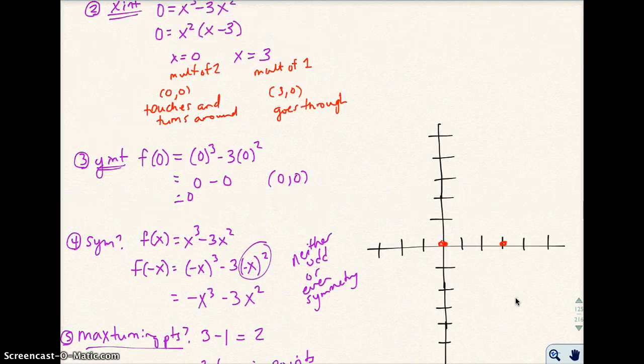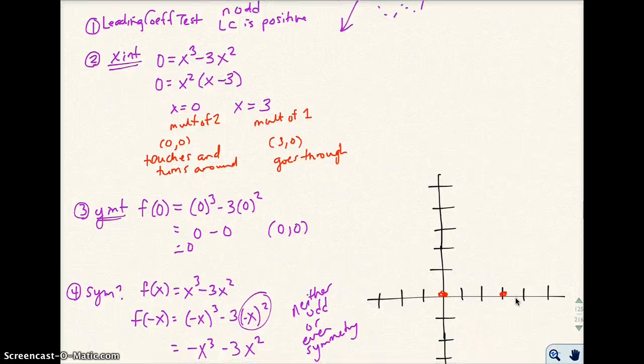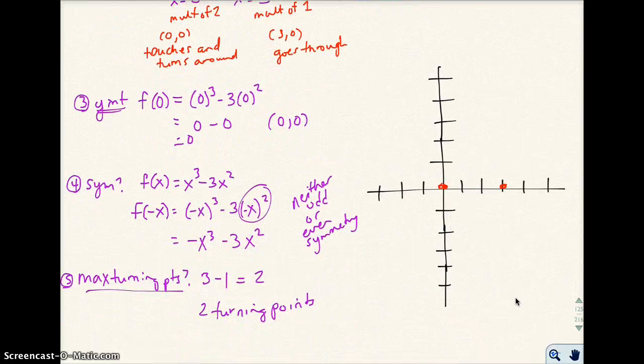So how do I know what's going on? Well, look at my end behaviors. It falls left and rises right. So if it falls left, then it should do something like this, and it rises right, so it should do something like this. It's kind of a sketch of what's going on, not perfect. We have no symmetry, which is fine, and a max of 2 turning points.